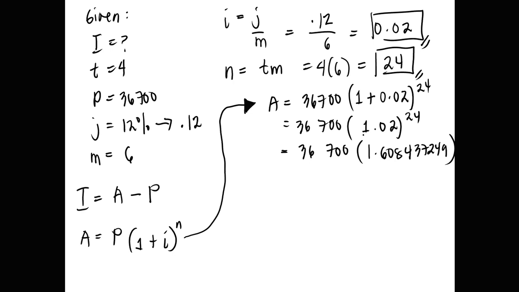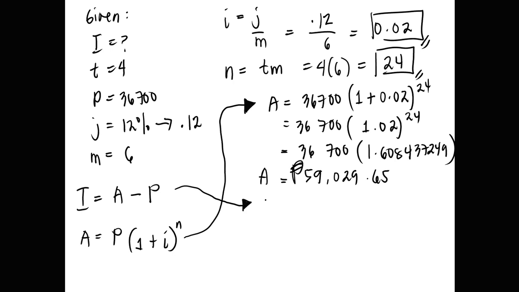Okay? And then, of course, after that, the result is you will multiply it to the principal amount, which is 36,700. So, final answer for the future value, we have 59,029 pesos and 65 centavos. And that will be the future value. But for this example, we are solving for the interest. So again, formula for the interest, we have the future value minus the principal amount.